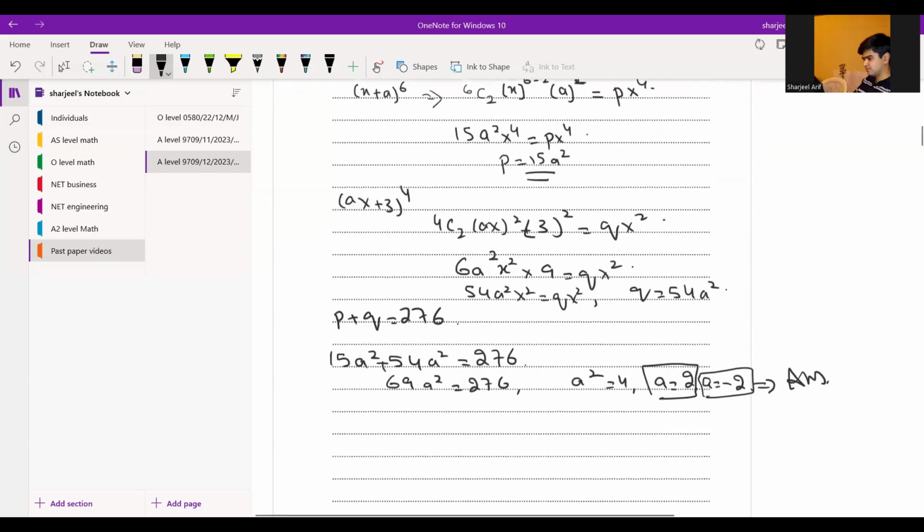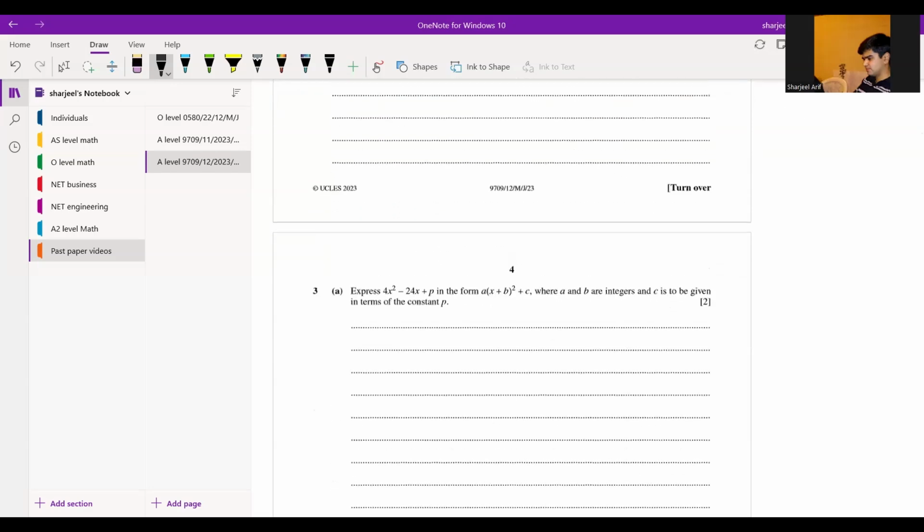Now we will move on to question number 3. We have to convert the given expression in this form. This is the standard form, but this is a vertex form. So we have to apply the completing the square method in it. So we have the given expression as 4x square minus 24x plus p. So we have to take 4 common from it, plus p by 4.